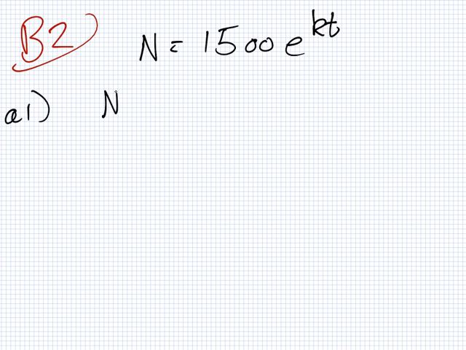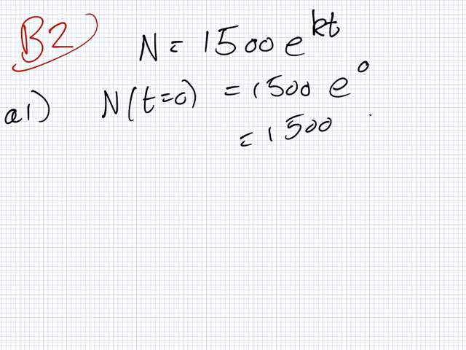A survey was carried out which involved counting birds on a small island. The number of birds N on the island is given by the formula N equals 1500 e to the power kt. How many birds were there at the start? So N when t is 0 will equal 1500 e to the power 0, which equals 1500 birds.